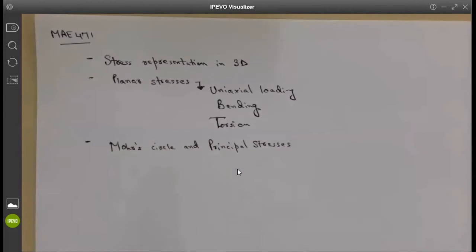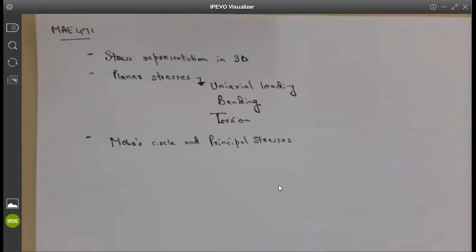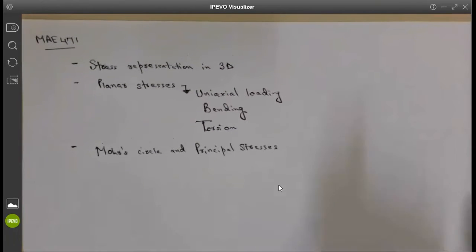And the slides that are uploaded in the Beachboard do cover some of those concepts. They are basically taken from the material of the textbook. So if you read the textbook, you will actually get to know all this information. But I thought to actually go through these concepts in a paper format, so as to make sure that we are all on the same page. So having said that, let's see how we'd actually start with this stress representation in 3 dimensions.